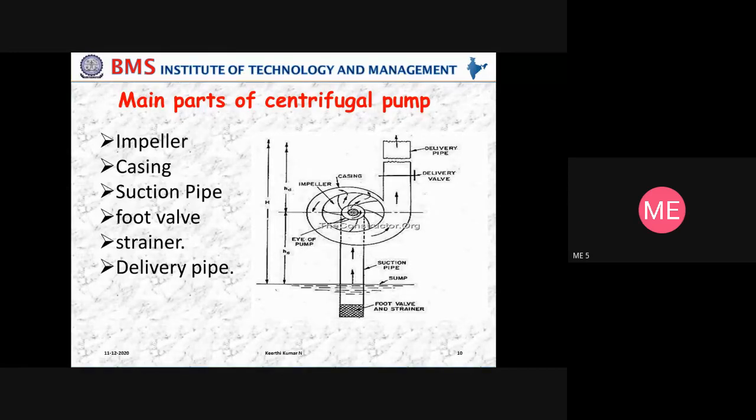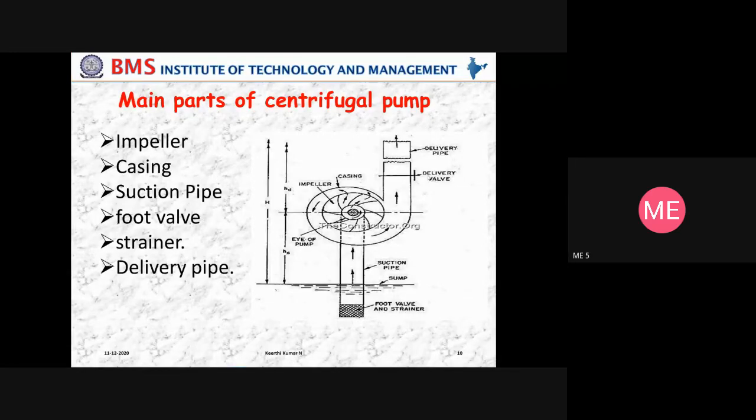These are called the impeller, or vanes. Because of the centrifugal force created by this impeller, the water entering at the center will be pushed outside. It will go from the center to the tip of the blade. And because of this casing, you can see the shape of the casing, the water then enters the delivery pipe.